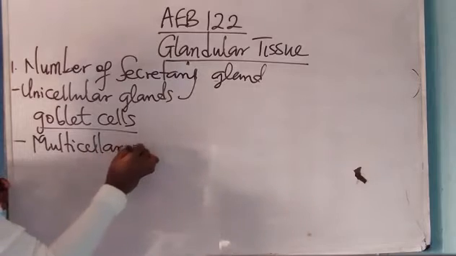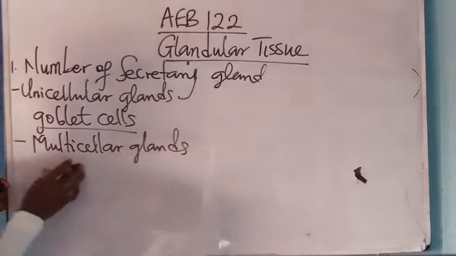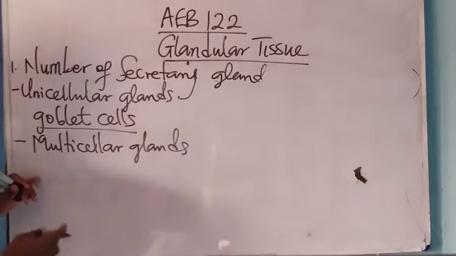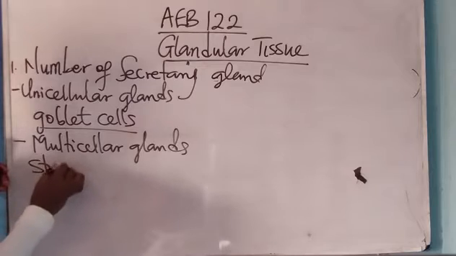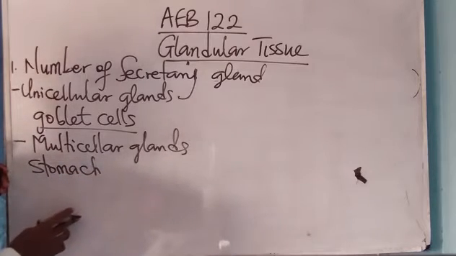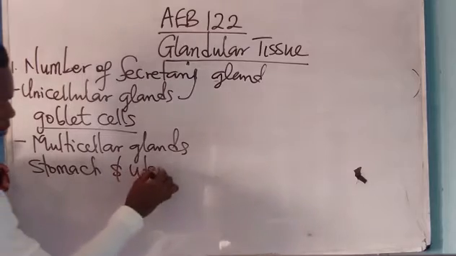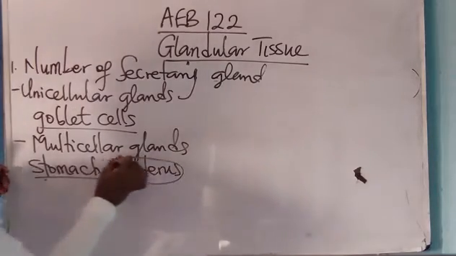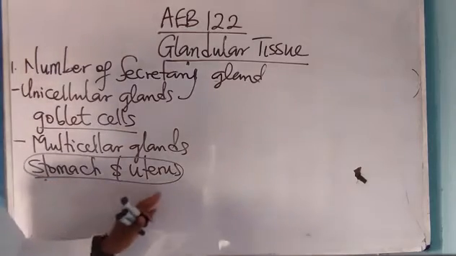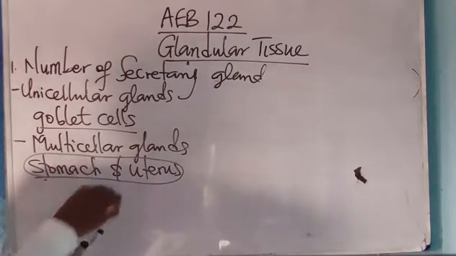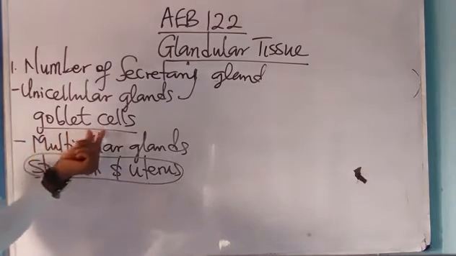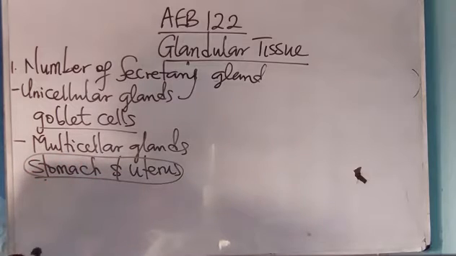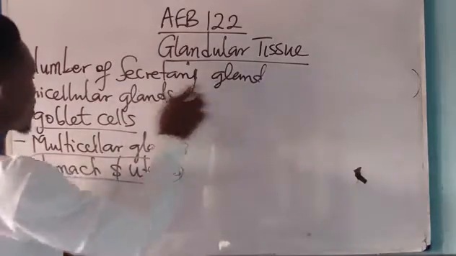Then number 2, under number of secretory glands, is multicellular glands. As the name implies, multi, it has two or more cells. A good example is the gland found in the stomach and uterus, which is multicellular in nature. Okay, so this is the first criterion: unicellular, you have goblet cell, and you have multicellular. Let me just continue.